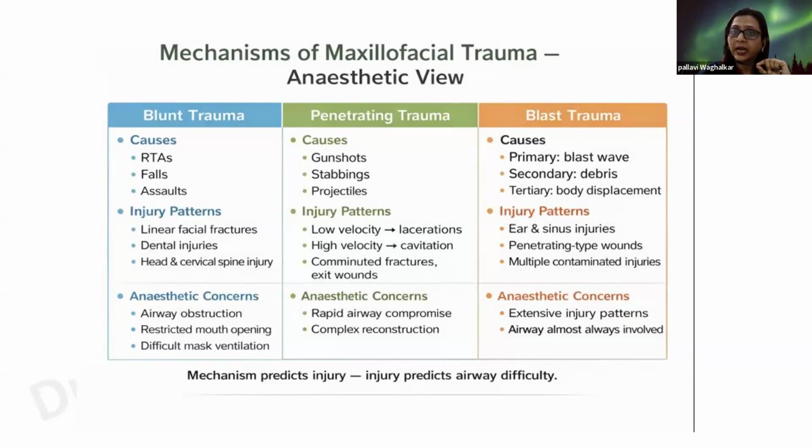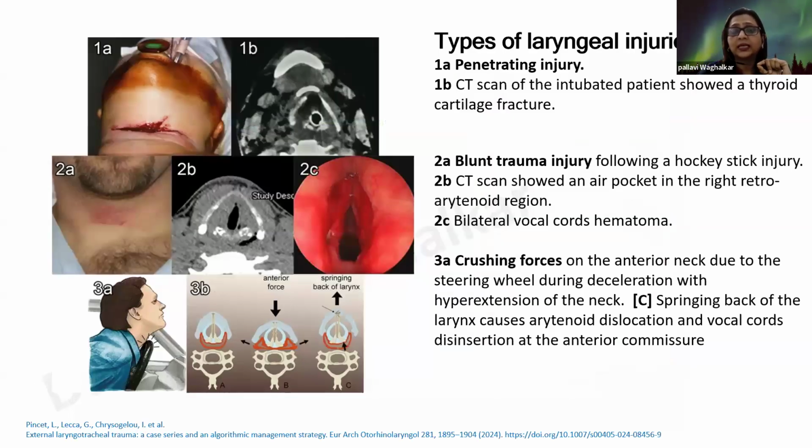Blast trauma, maybe primary blast wave or secondary debris. Ear and sinus injuries will be there, penetrating injuries will be there. Again, the airways will be involved. So the mechanism of injury we have to consider. Again, these are cases from the online literature. In penetrating injuries, there might be cartilage fractures; blunt trauma injuries will cause air pockets and bilateral vocal cord hematoma. Crushing forces also might lead to vocal cord damage.